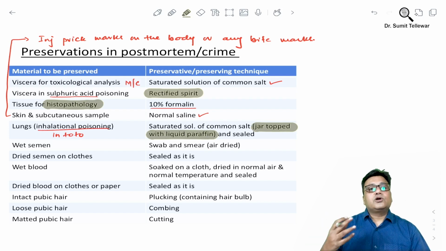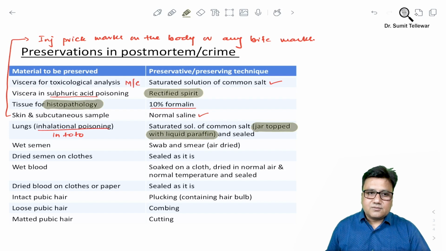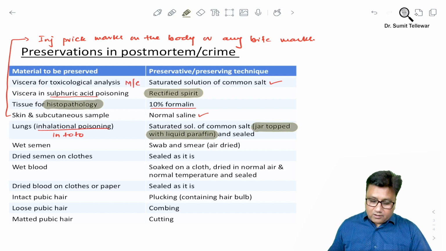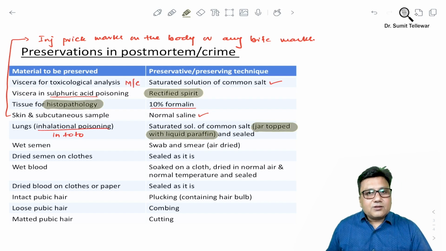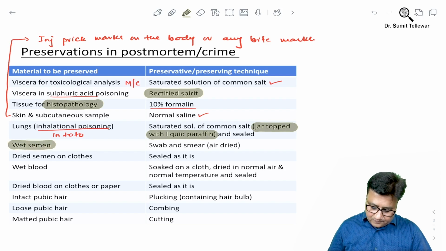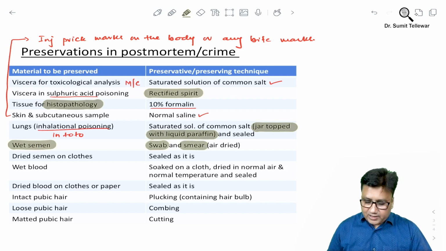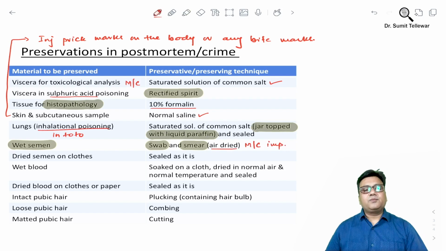So there is no loss of the inhalational poison. How about wet semen? If you find wet semen, what do you do? You preserve the swab and smear, and both of them are air dried, normal air dried. Again, this is very commonly asked in examinations.